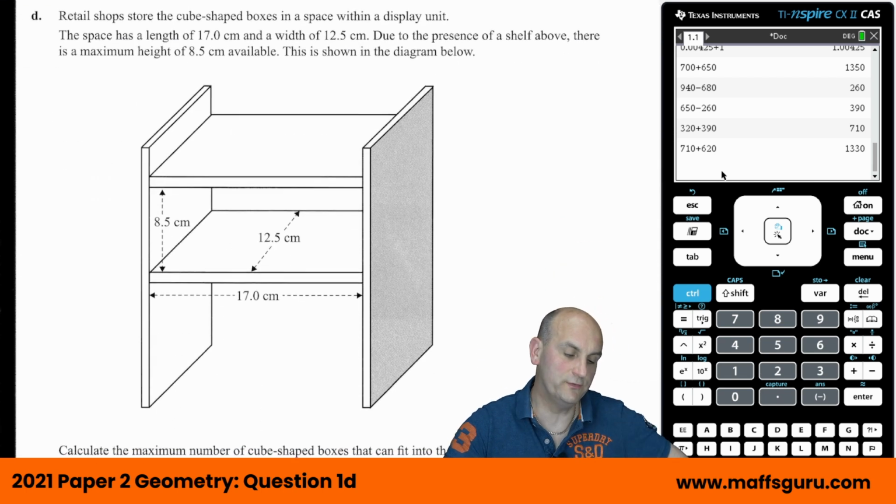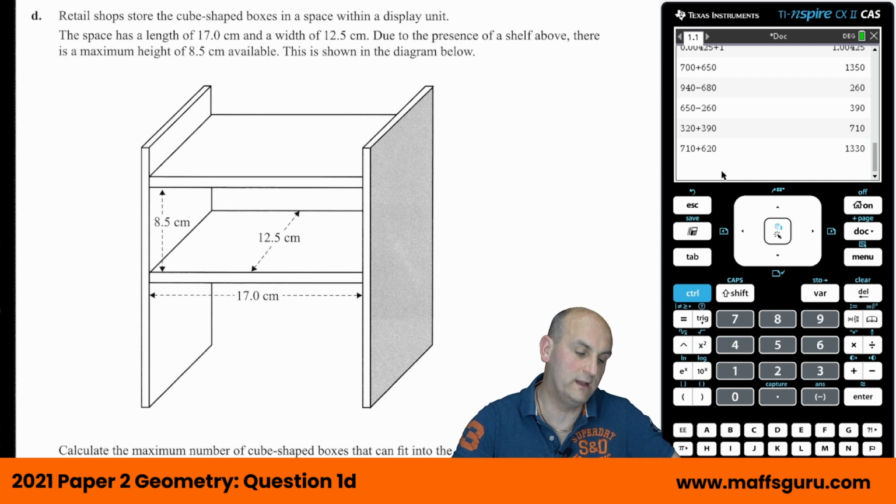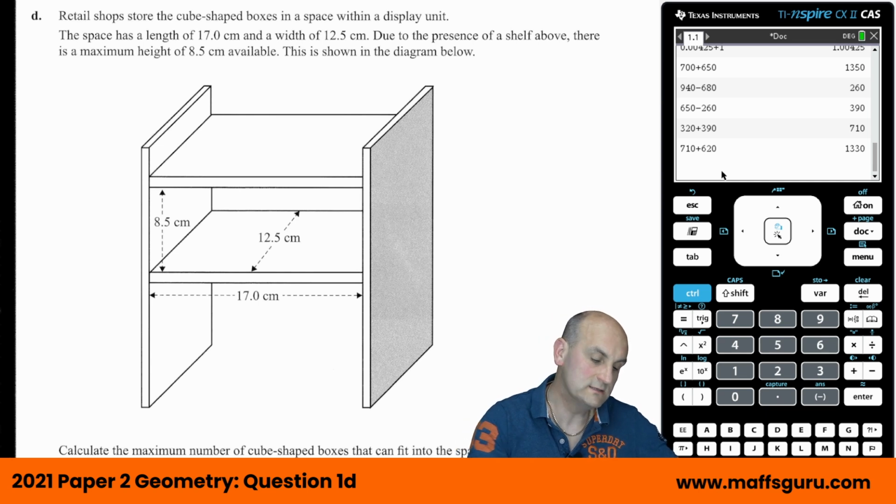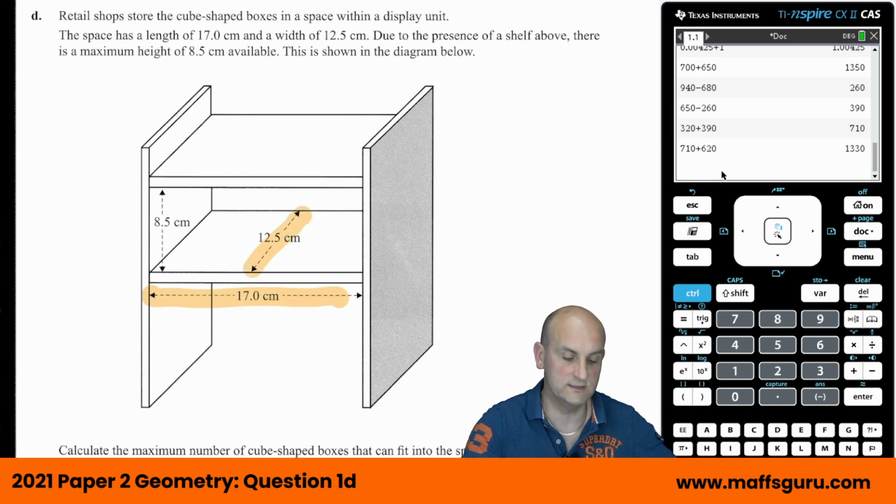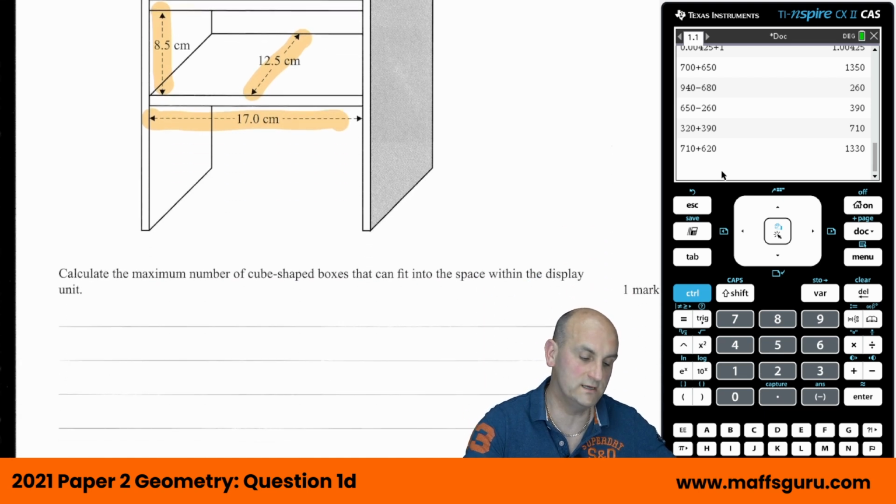Retail shops store the cube-shaped boxes in a space within the display unit. The space has 17. So what was important to this question was knowing how many boxes you could fit horizontally, how many boxes you could fit going backwards, and how many boxes you could fit vertically.